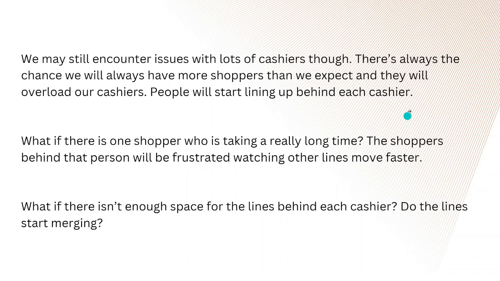Now, what will happen? Let's say we have multiple cashiers. There can always be a situation when the number of customers is more than the number of cashiers, right? So in that case, what will happen? Customers will start lining up behind cashiers. Now let's assume you are in one of the lines, and the person in front of you is taking longer, and the lines next to you are moving. So that will give you a sense of frustration, right?